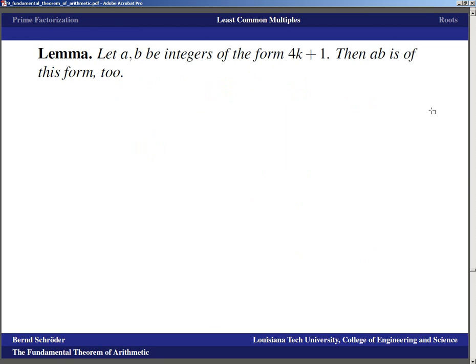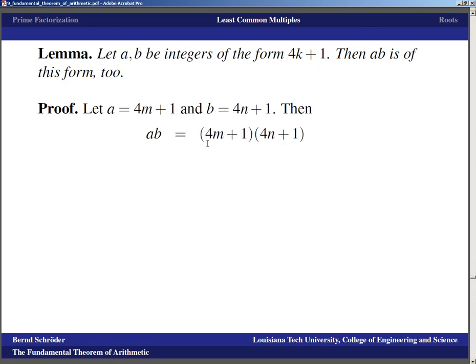We're going to say something about prime numbers in the next theorem. If we have two integers a and b of the form 4k plus 1, then a times b is of this form too, and this one will be refreshingly simple to prove, because if a is 4m plus 1 and b is 4n plus 1, then a times b is (4m plus 1) times (4n plus 1). You multiply that out, you get 16mn plus 4m plus 4n plus 1. And that's, of course, 4 times this thing here plus 1. And that is the proof already, because ab now is of the form 4 times a number plus 1.